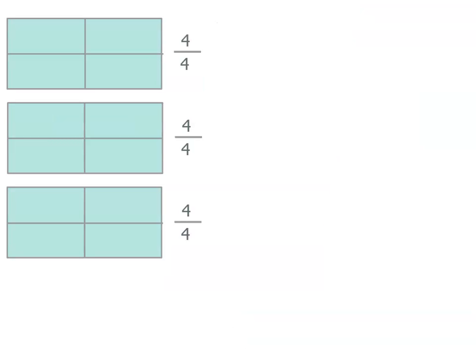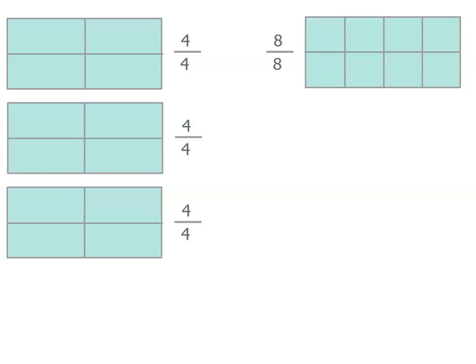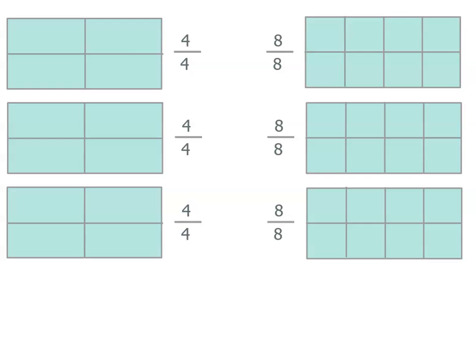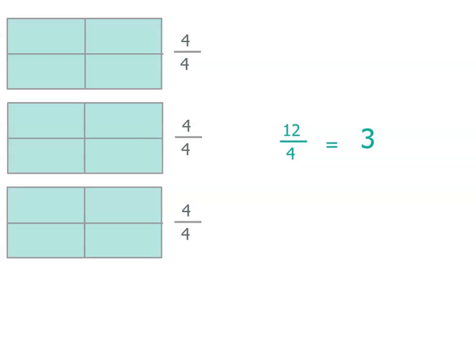We can also express our 3 whole in eighths. We've got 8 eighths, another 8 eighths, and another 8 eighths. So 3 is actually equal to 12 quarters as well as 24 eighths. Now 12 quarters equals 3, and 12 divided by 4 equals 3, and that shows us just how much division and fractions are related.